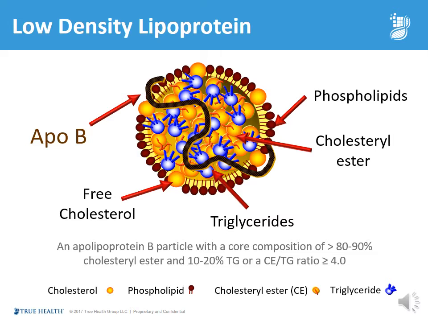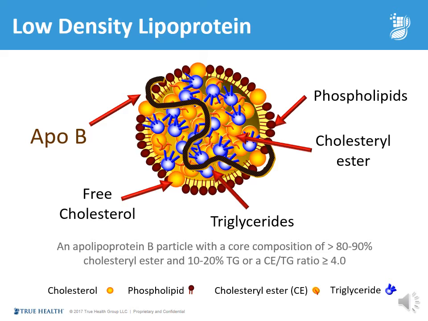So an LDL is basically an apolipoprotein B particle, and a normally composed LDL has a composition where 80 to 90% of its core is cholesterol ester and 10 to 20% would be triglycerides, which would give it a CE to triglyceride ratio of 4.0 or higher. Of course, in pathologic states, LDLs can be triglyceride rich, in which case they would be cholesterol depleted. Or vice versa, if they had very few triglycerides, they might be very cholesterol enriched LDL particles. And of course, this slide doesn't show it, but we'll get into it.